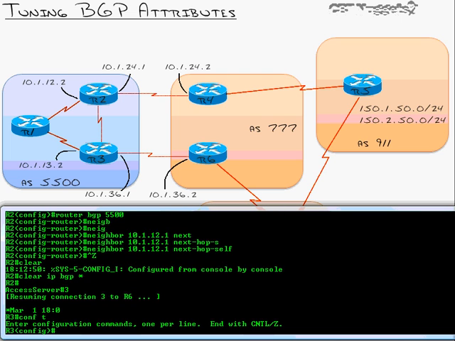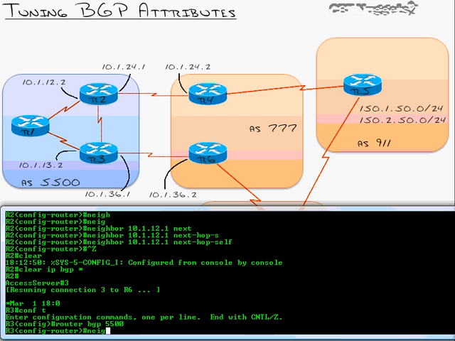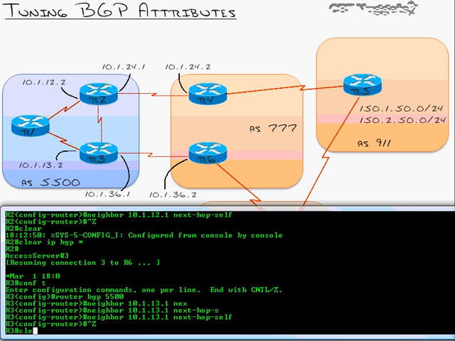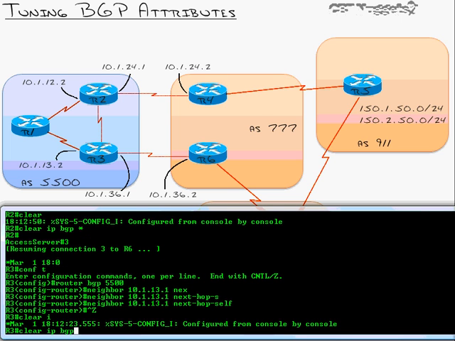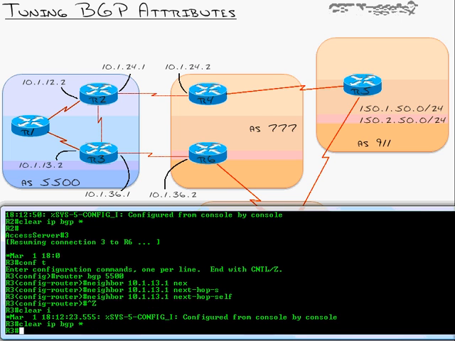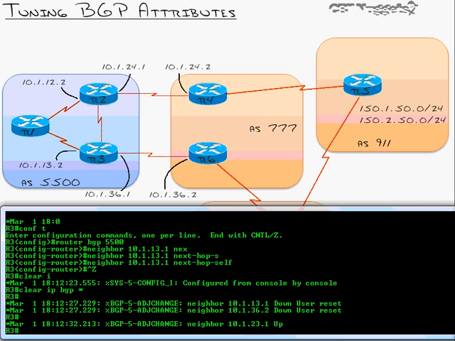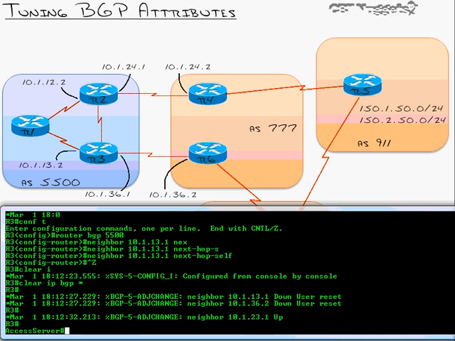So I'm going to get into router 3, router BGP 5500. Neighbor 10.1.13.1, next hop self. Enter. Clear IP BGP. Now there are some things that don't require clearing the process. Some things will be just fine. I don't know if next hop self is one of them, but applying a route map is, anytime you're filtering routes, anything requires you to clear that process. So I just get in the habit of clearing it all the time.